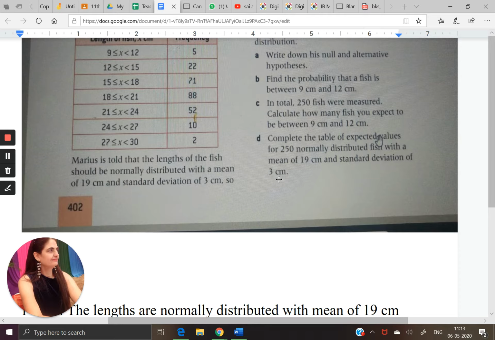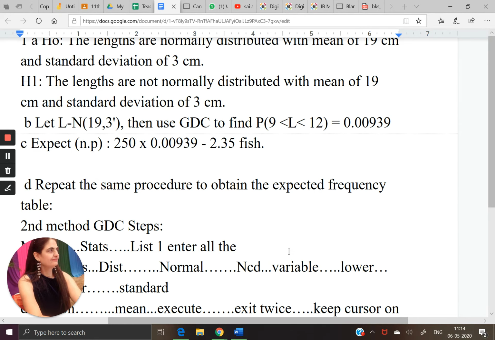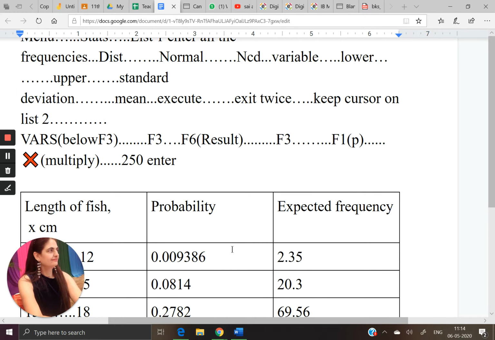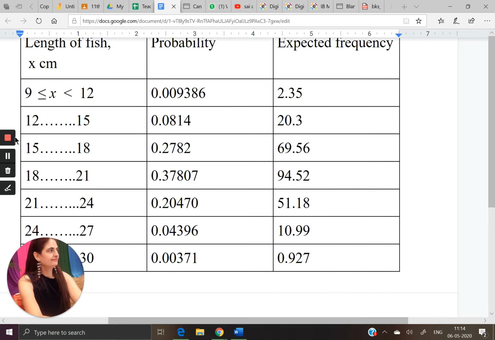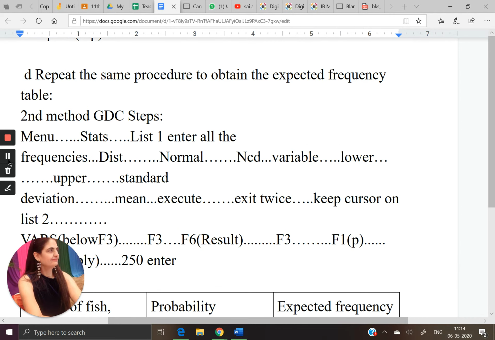The next question asked is D. Complete the table of expected values for 250 normally distributed fish with a mean of 19 centimeter and standard deviation 3 centimeter. So, expected value table. Now, how we found out for the first one, similarly, we have to find out for the rest of the data given here. Now, rest of the data is between 12 to 15, 15 to 18, and so on. So you will follow these GDC steps.